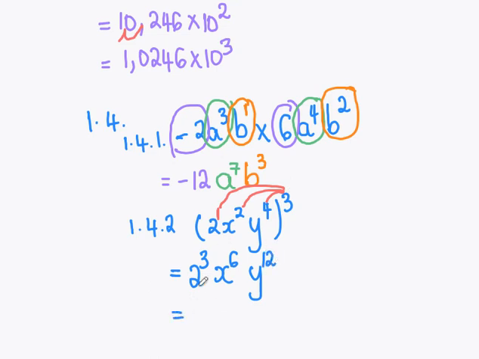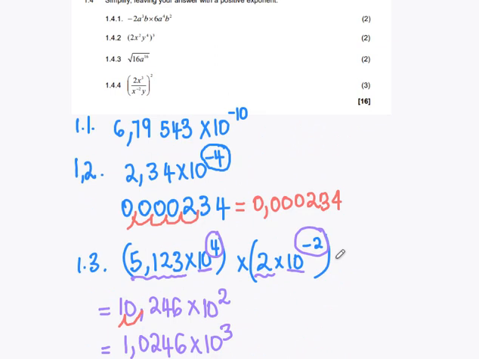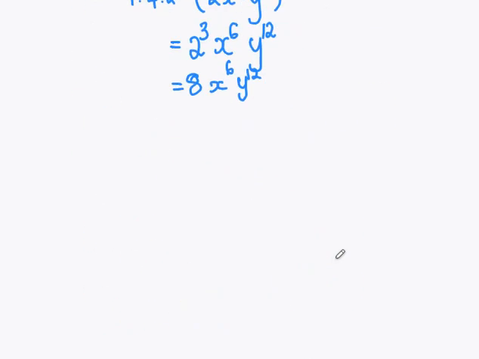So let's simplify the 2 to the power 3. 2 to the exponent 3 is 2 times 2 times 2. There are 3 2's in there. So that will be 8x to the power 6, y to the power 12. So that is our answer there for 1.4.2. So now we just look at 1.4.3.